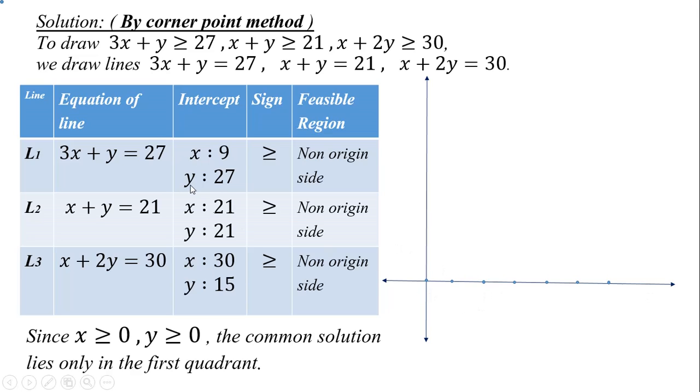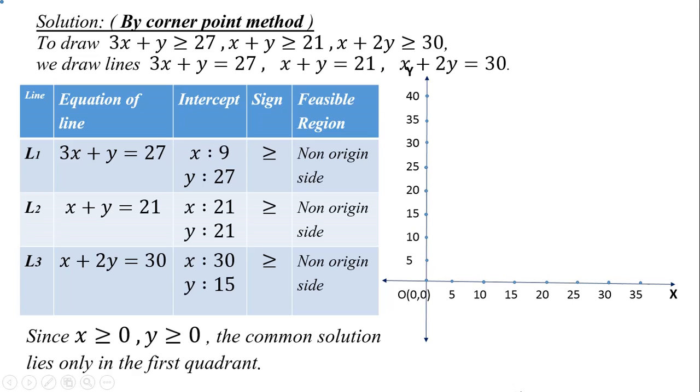Similarly for y, here the y-intercept is 27, here 21, and here 15. So considering these values of y-intercept, we consider the scale on the y-axis. Here we consider this scale 5, 10, 15, 20 up to 35 on the x-axis. Similarly on the y-axis 5, 10, 15, 20, 25 and so on.